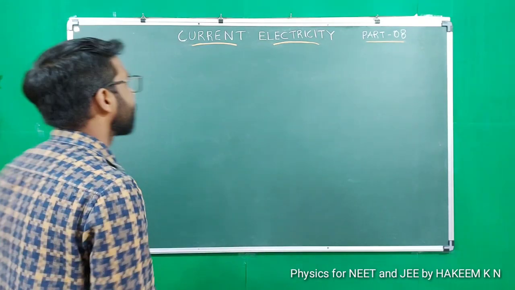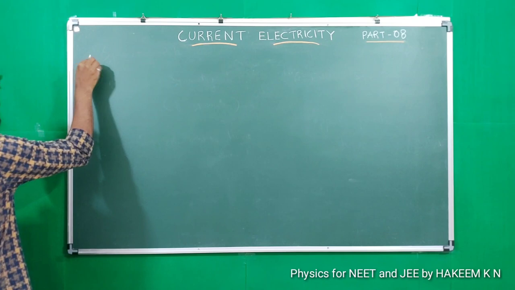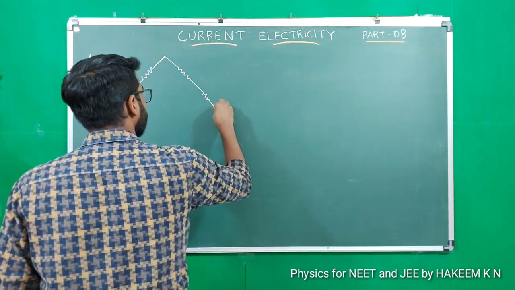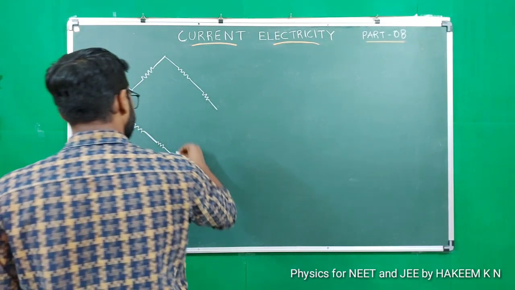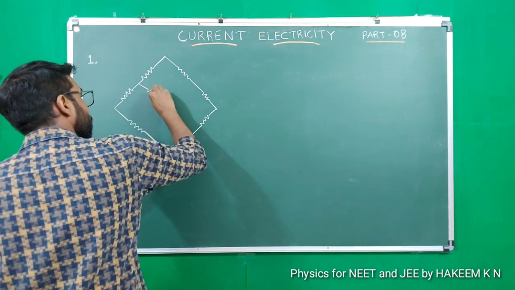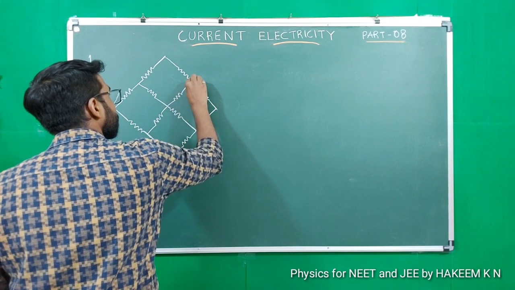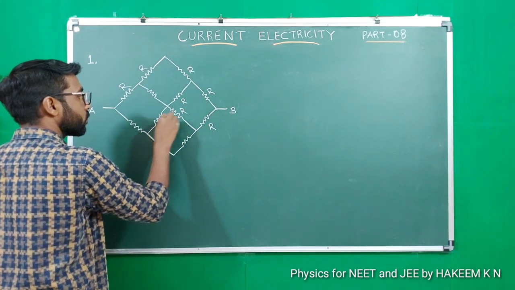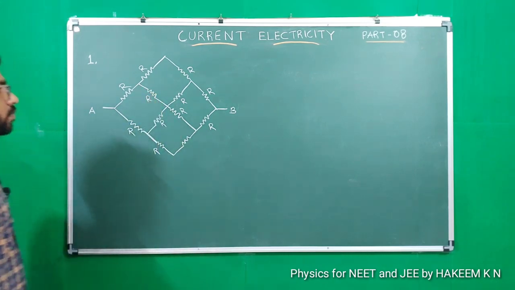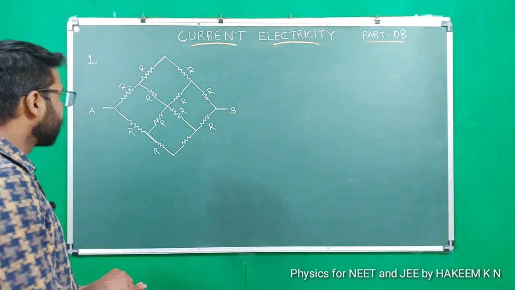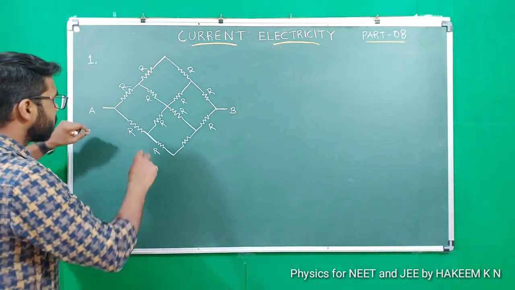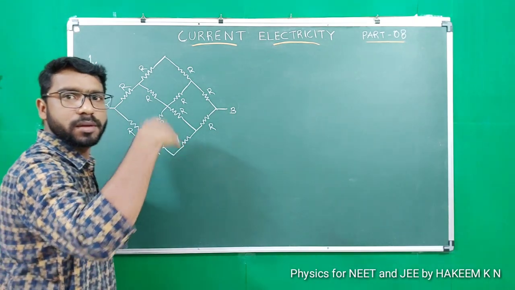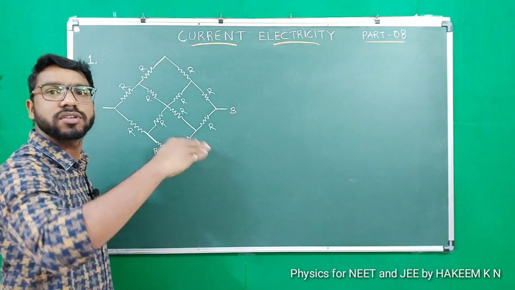First we are doing questions of mirror symmetry. Question number one. All resistors are identical. Mirror symmetry is also called perpendicular symmetry, so here we have to assume a plane perpendicular to AB. A and B are the points between which we are calculating the effective resistance of the network.